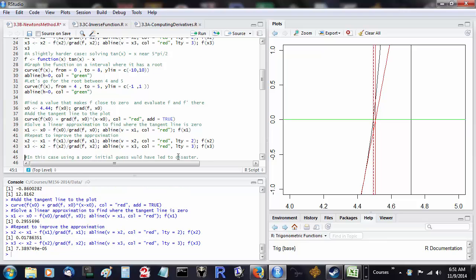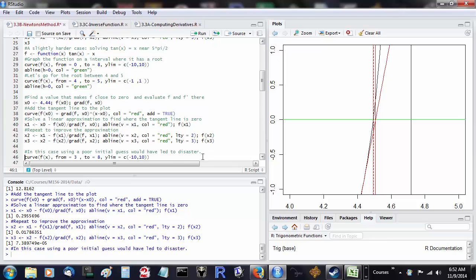Let's do one more iteration, and now I've got tan x equal to x to within 7 times 10 to the minus 5th power. I will stop there. You'll notice not only am I converging to a solution to the problem, I'm superconverging, which means that every time I do another iteration, I double the number of zeros after the decimal point. However, if I had made a poor first guess, the result would have been disaster.